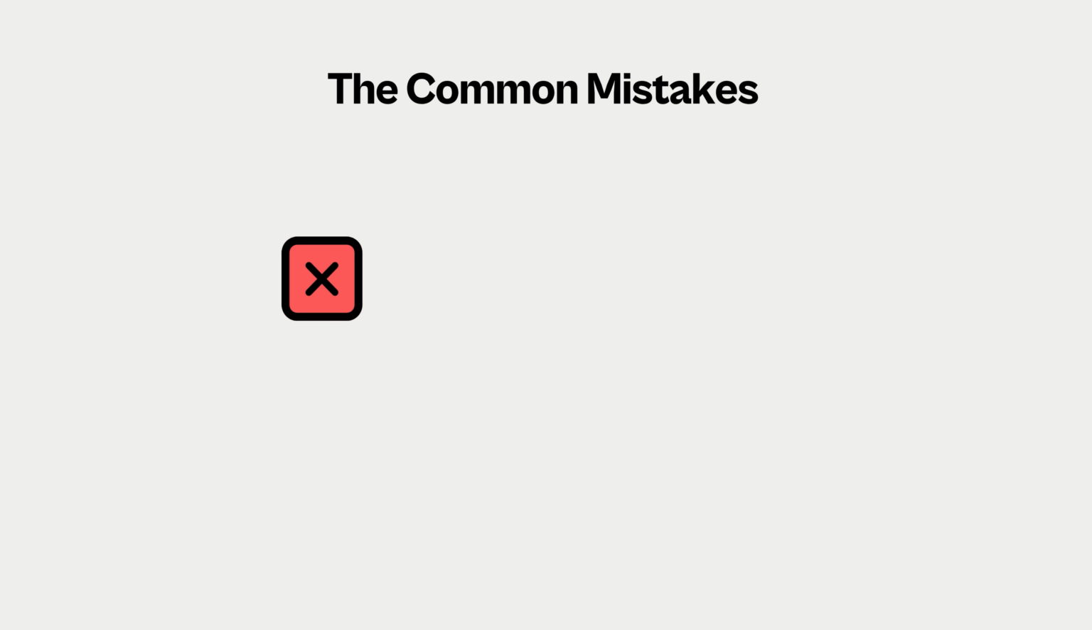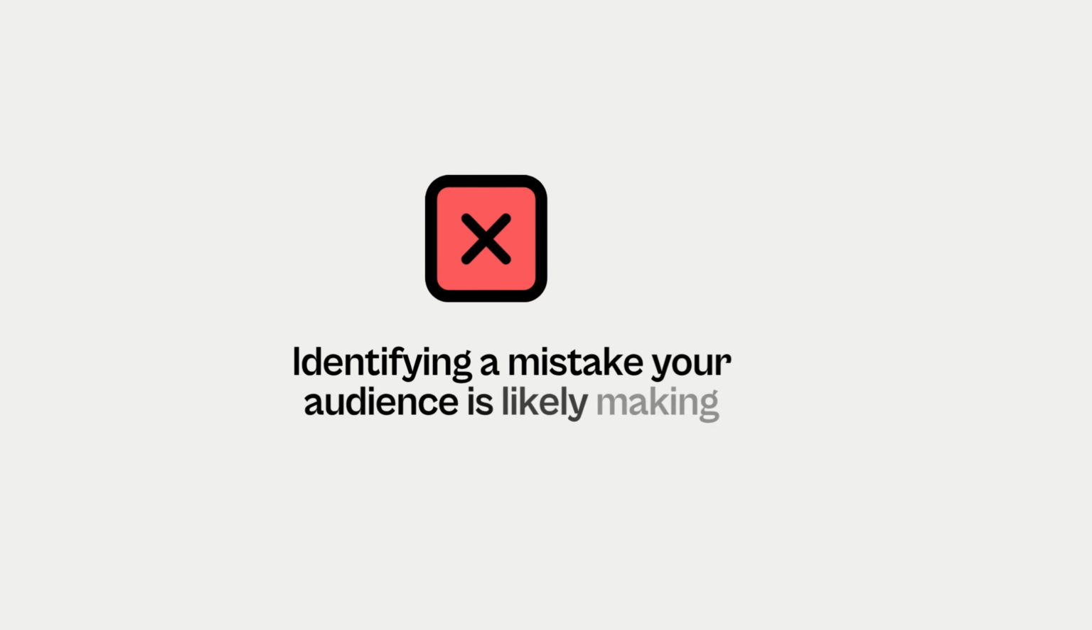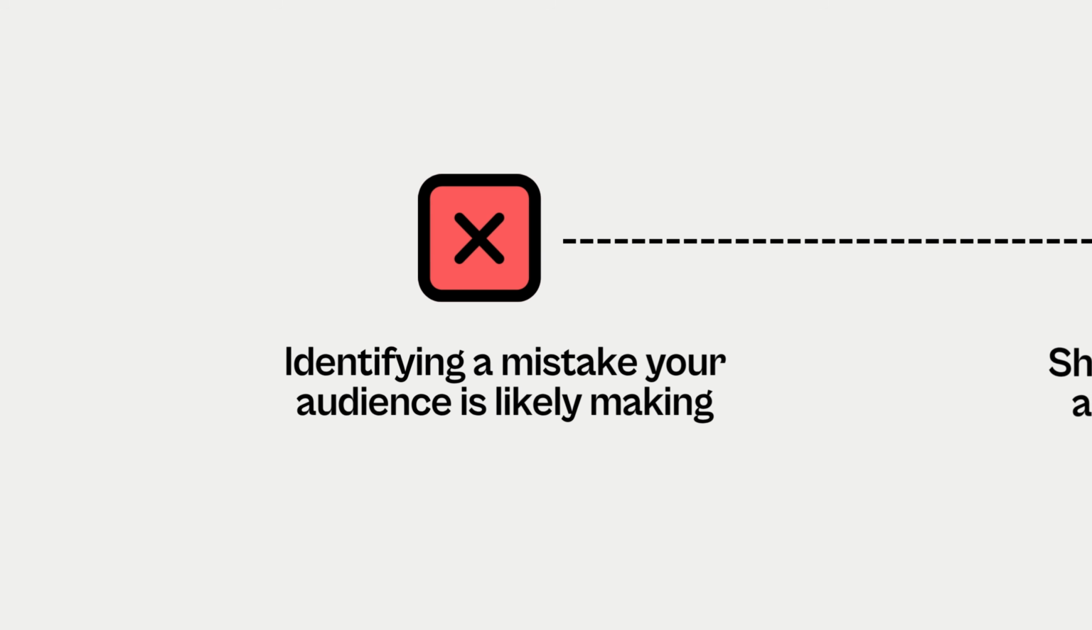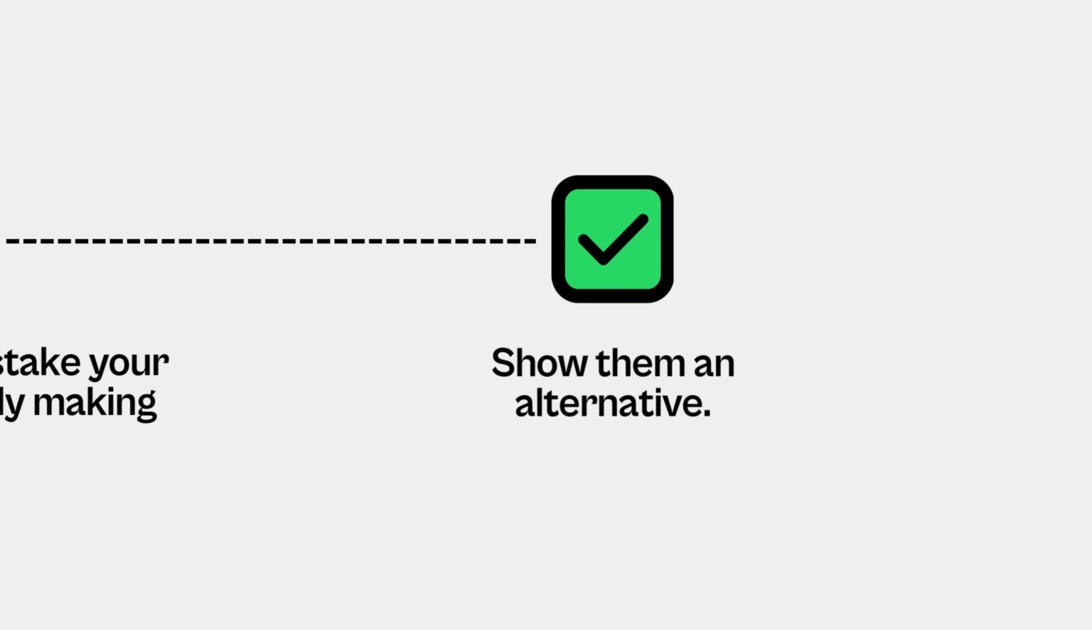Now, another structure is called the common mistake. Now, this works by identifying a mistake your audience is likely making and showing them an alternative. So it builds authority by demonstrating that you understand why people get it wrong in the first place and can offer them the right approach instead in the form of an offer.